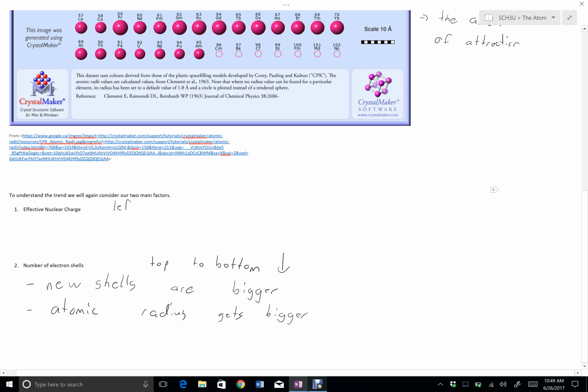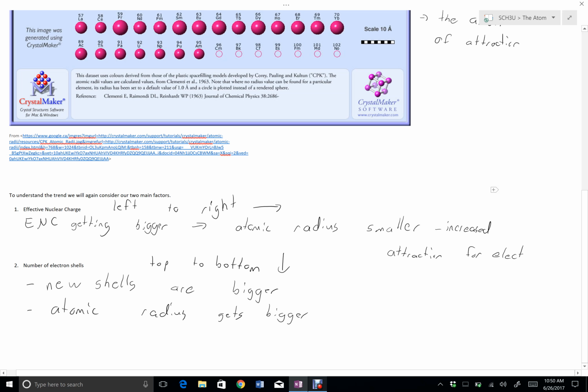Here when we go left to right, or this way, the effective nuclear charge is getting bigger, meaning the atomic radius is getting smaller due to the increased attraction of electrons to the nucleus.